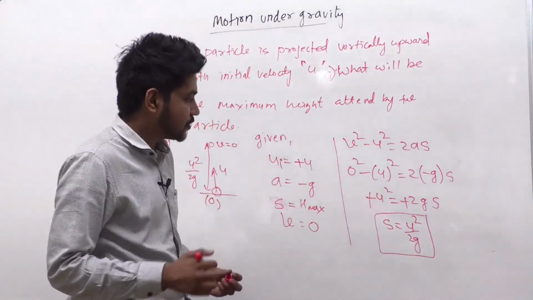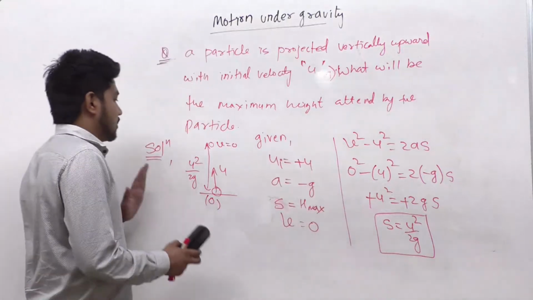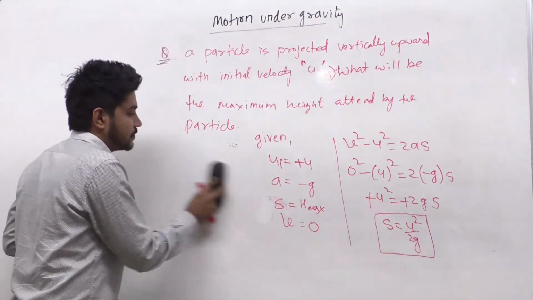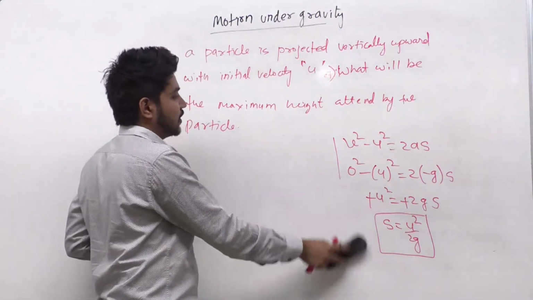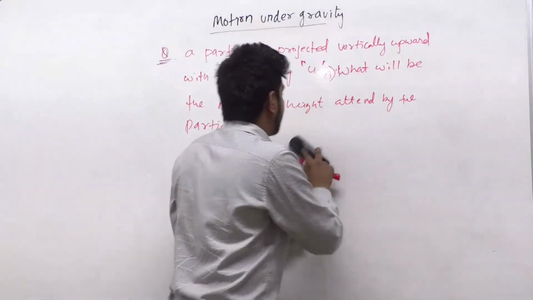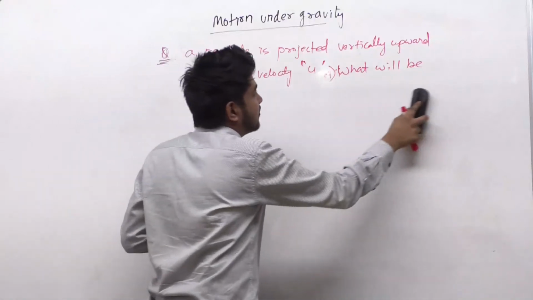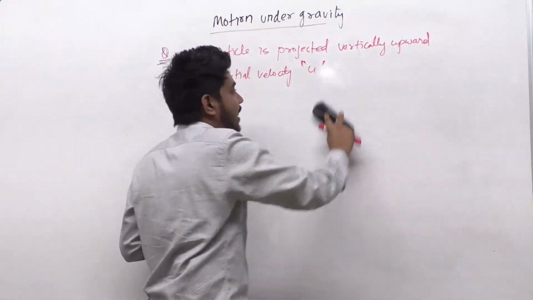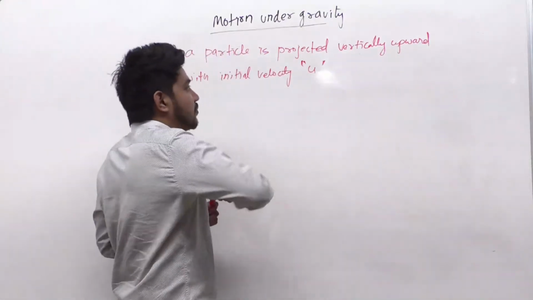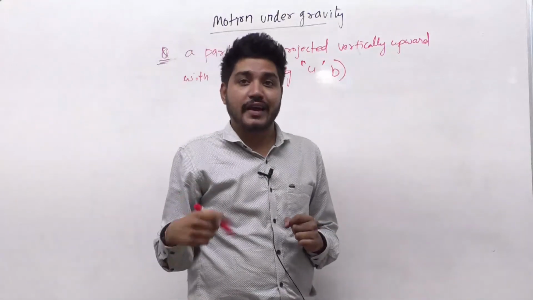I'll give one more similar question, right? So I'm erasing this. In the next question, over here I asked the maximum height, that was u square by 2g, right? So the next question in the same term, I can also write that as the b part. B part is, what is the time of flight of the particle?